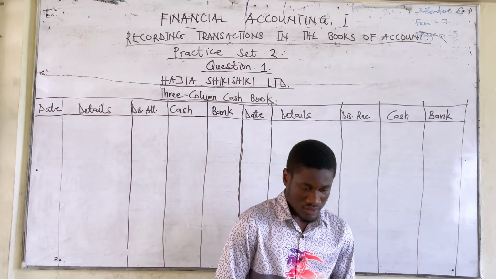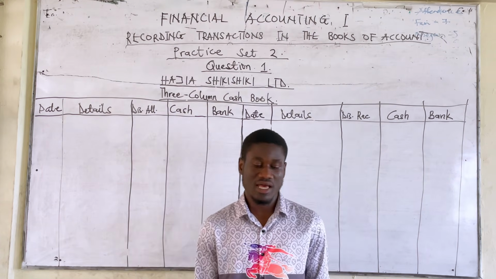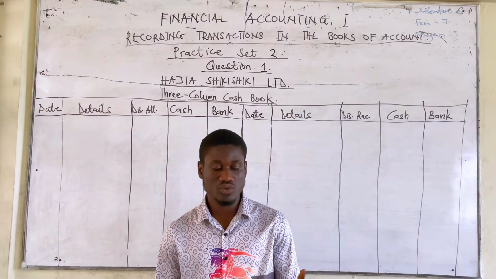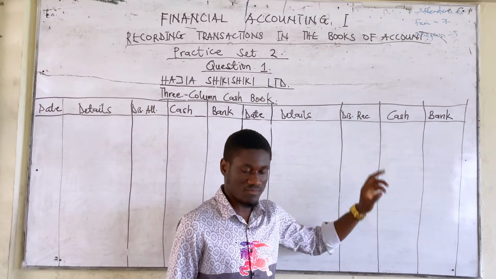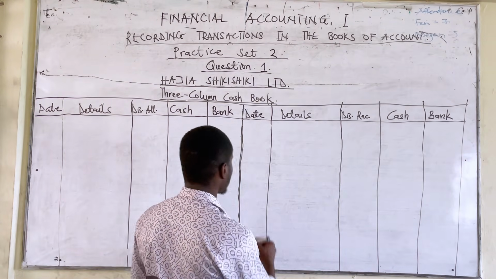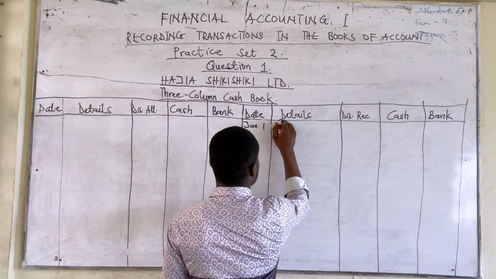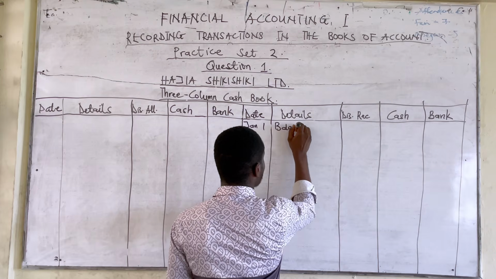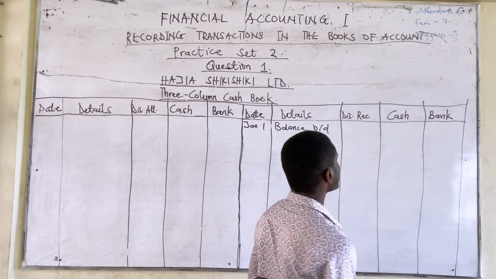It says on 1st January 2022, the bank had a balance of 50,000. We have CR there, which means credit. Normally a bank is supposed to have a debit balance, but with this one it's a bank overdraft. So you will see the CR there, which means that we should credit that amount at the bank column. So when we start, we just write our date, 1st January, and our balance, bank 50,000.